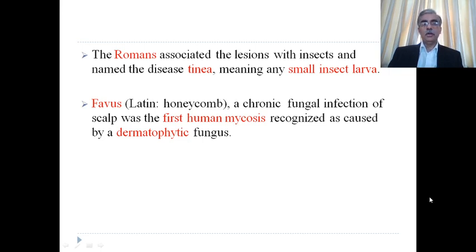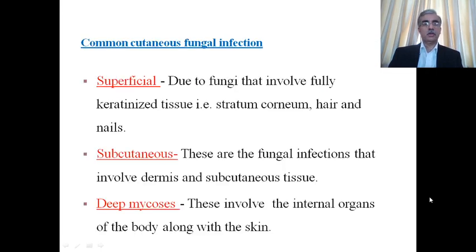means honeycomb. It is basically a chronic fungal infection of scalp hair and was the first human mycosis where the causative fungus was identified, and it was a dermatophyte which causes this condition.